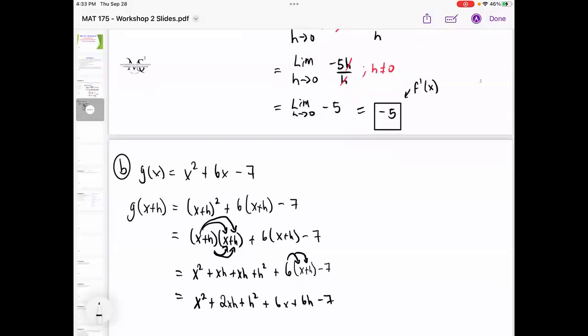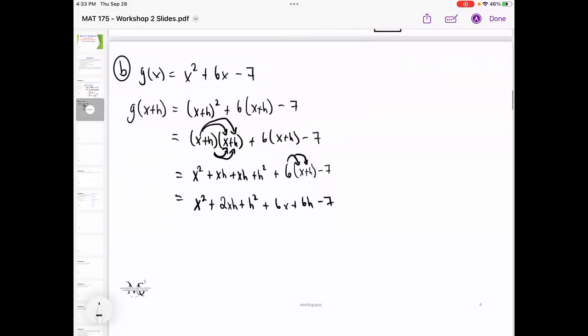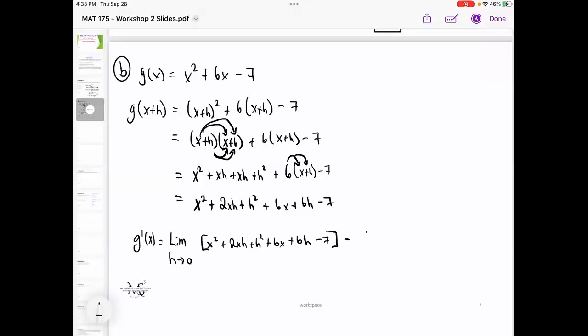Now that I have my g of x plus h, I can insert it into our formula for the derivative. We say g prime of x is equal to the limit as h approaches 0 of the g of x plus h piece. This is just me personally, I like to keep these things in brackets: x squared plus 2xh plus h squared plus 6x plus 6h minus 7, close bracket, minus, open bracket, your original function, x squared plus 6x minus 7, all divided by h. Now, let's simplify this.